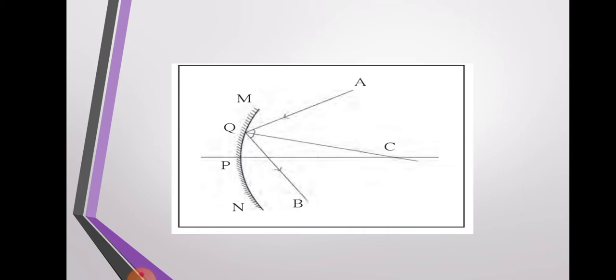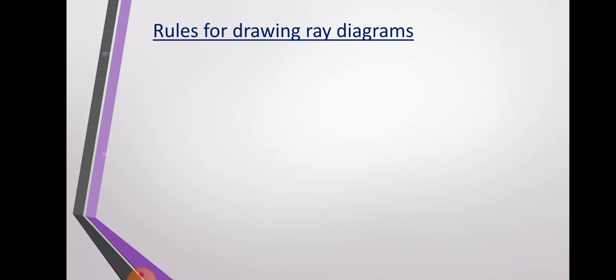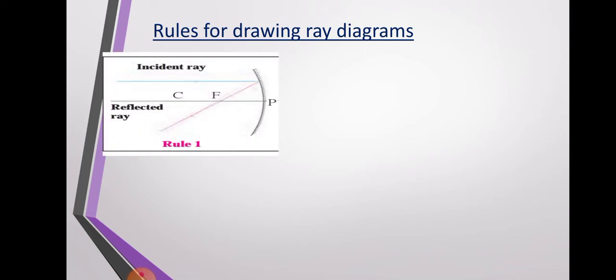Okay, now how to draw reflected rays. Here you can see AQ is an incident ray and QB is a reflected ray, because when AQ is incident on the mirror, then QB will obviously be reflected. So here angles AQC and CQB are equal. Both angles are equal. Now there are some rules for drawing ray diagrams. We have already studied this many times. Yesterday we also took a revision. Again we are going to revise.